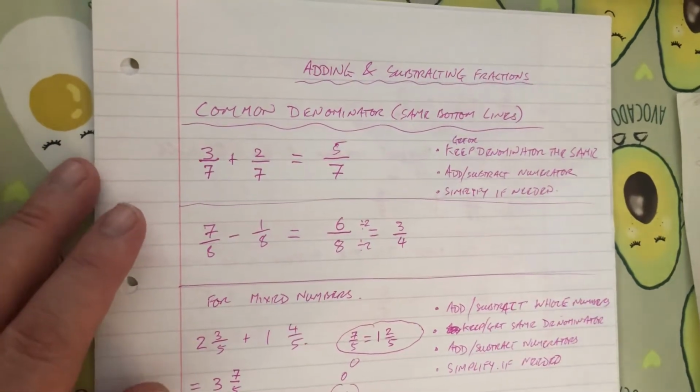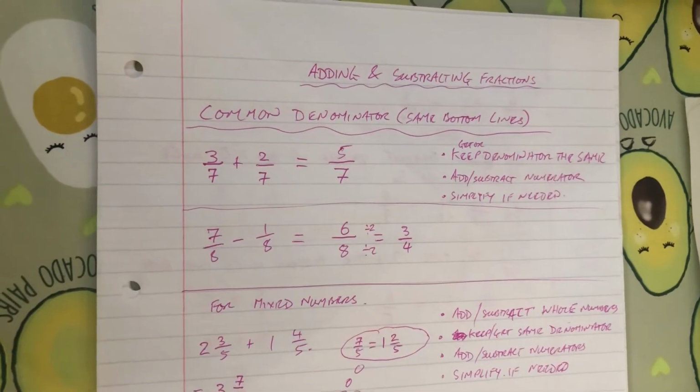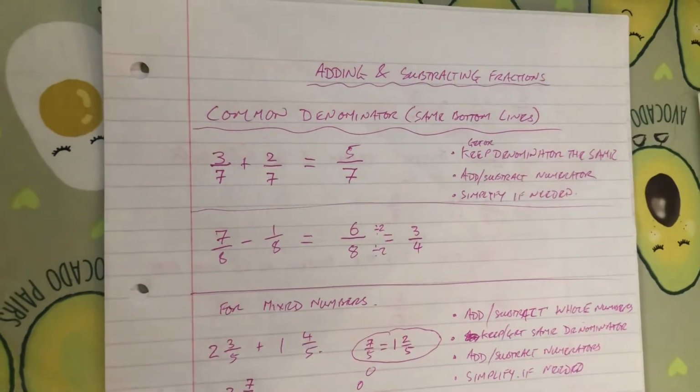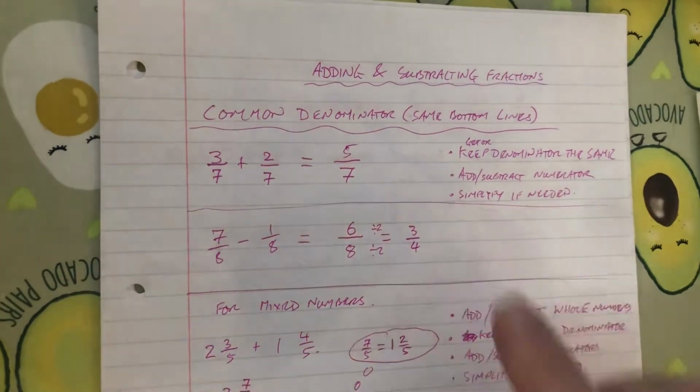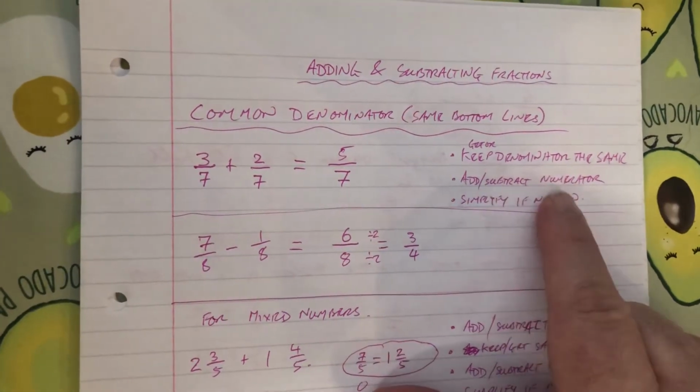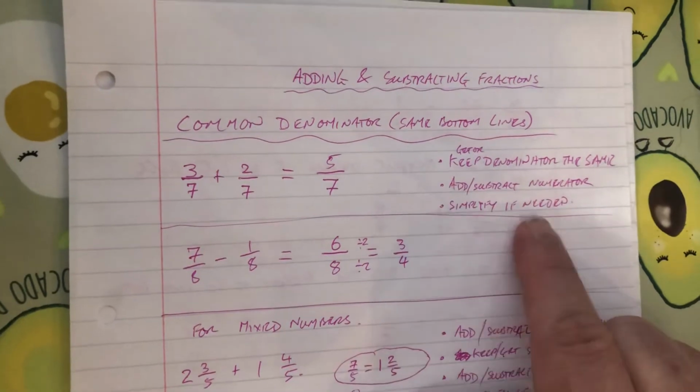Okay, this week we're looking at adding and subtracting fractions. So first one, common denominator, or basically same bottom line. So keep or get the denominator the same, add or subtract the numerator, i.e. the top, and simplify if needed.